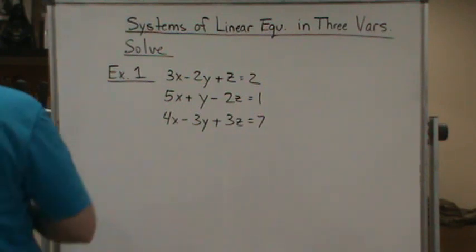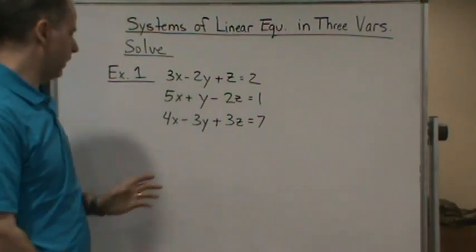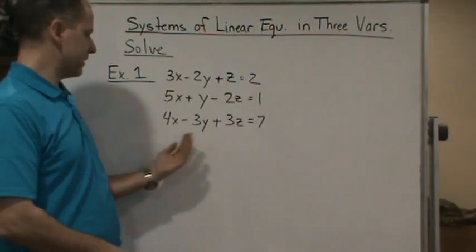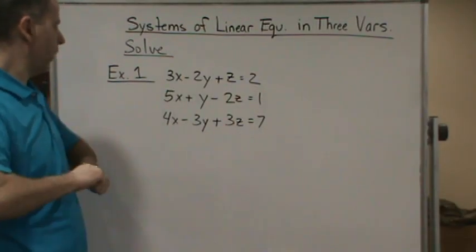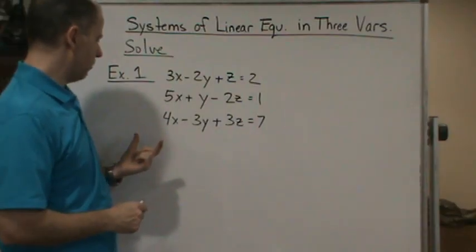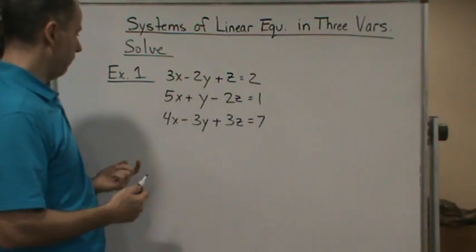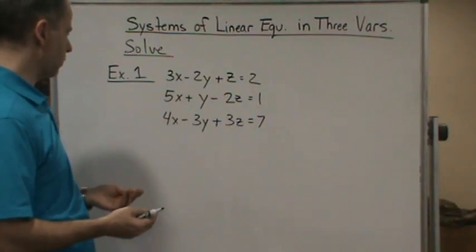All right, let's solve this system of equations. So we've got a system of 3 equations and 3 variables. They're already in standard form, so we don't have to worry about that. And now we're going to start with the steps. We're at step 2, rather, and we're going to pick a pair of equations. Now we want to pick a pair of equations that's going to be easy to solve.